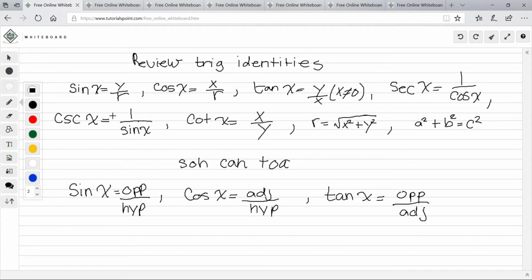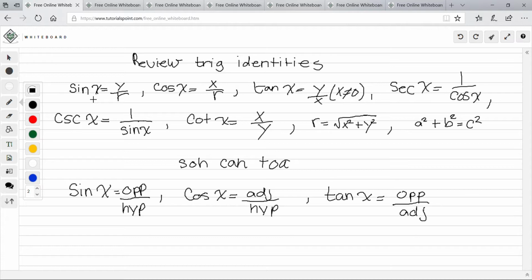Right here, this is not x, this is sine of alpha. Sine of alpha equals y over radius. Cosine alpha equals x over radius. Tangent alpha equals y over x, where x does not equal 0. Secant alpha equals 1 over cosine alpha. Cosecant is 1 over sine alpha. Cotangent alpha is the opposite of tangent, which is x over y.